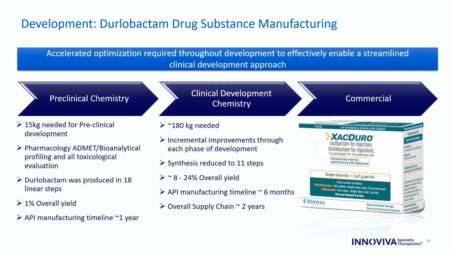There's a lot of work that went into getting to something that could just be clinically viable, being able to get enough material, the innovation to get enough material to support a clinical program. So there were a number of improvements made. Synthesis was reduced to 11 steps from 18, and improvements to 18 to 24% overall, and a reduction in lead time of approximately 6 months for API.